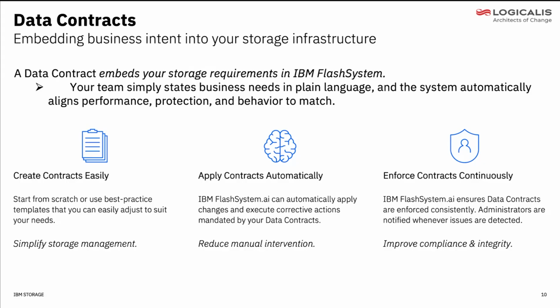Your team would simply need to state what they need in terms of their business needs in plain language, and the system uses AI to automatically align the storage performance and protection and behavior to match those SLAs. The contracts are extremely easy to create. You can either make them from scratch or there's some best practice templates you can use, and then they're automatically applied using FlashSystem.ai. The contracts are also continuously enforced, so your admin will be notified if anything needs to change, but since they're embedded in, the AI is doing all the work for them.